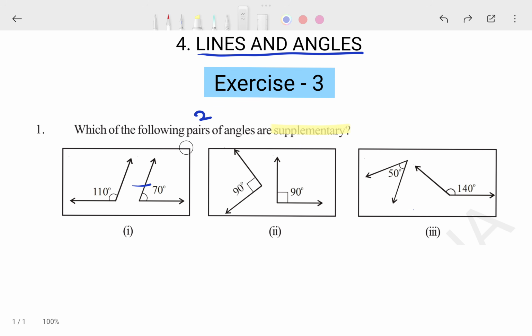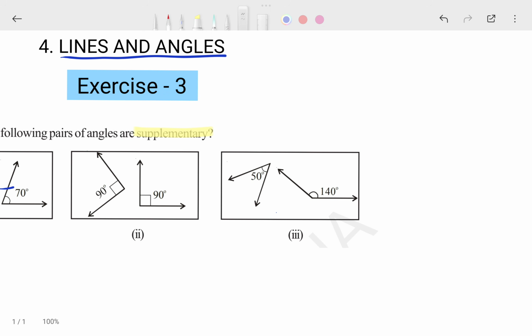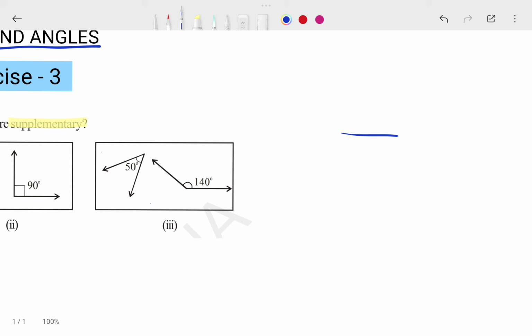First of all you will have a doubt: sir, what is meant by supplementary? In the previous classes we already learned about complementary angles. Complementary angles are angles whose sum is 90 degrees. Supplementary means the angles whose sum is 180 degrees. What is a supplementary angle? The angle which is 180 degrees is called a supplementary angle.